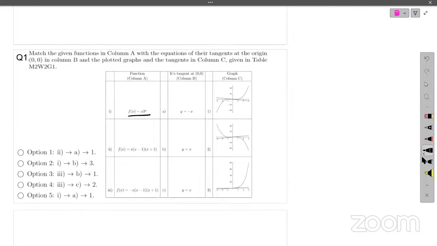Here the first function is f of x equals x into 3 to the power x. That's nothing but an exponential function, right? So it's 3 to the power x. Here if you observe, f of x equals x times 3 to the power x.